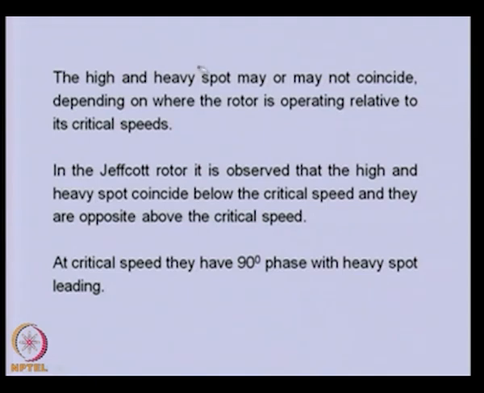So, the high and heavy spots may or may not coincide depending upon whether the rotor is operating relative to the critical speed. In a Jeffcott rotor, the example which I showed in the previous slide, it is observed that the high and heavy spots coincide below the critical speed, and they are opposite above the critical speed. At critical speed, they have a 90-degree phase with the heavy spot. This kind of phase we already saw at the very beginning of these lectures when we considered the Jeffcott rotor.